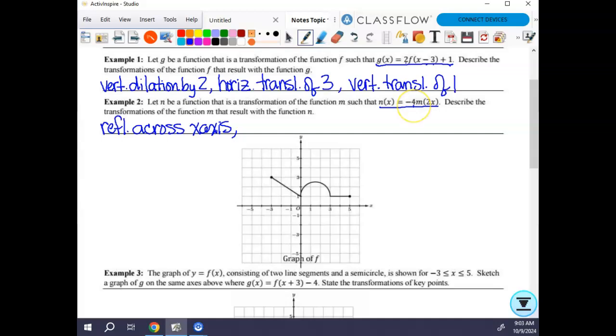Then we look at that 4. What does that affect, x or y? Y. So that is a vertical what? Dilation. Good. Dilation by 4, right? Then does that 2 affect x or y? X. And it's being multiplied, so that means it is a horizontal dilation by 1/2. Good. By 1/2, because x is a liar, right? Isn't your x a liar? That's what you want to remember.